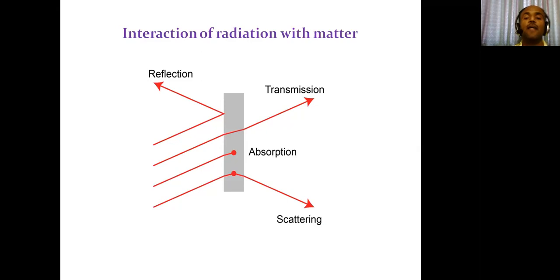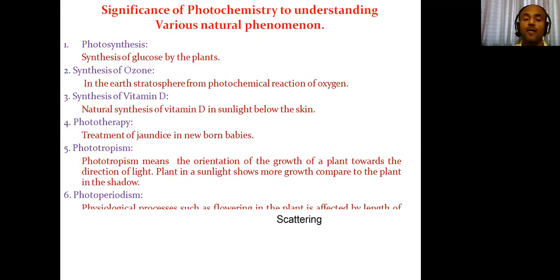Now, interactions of radiations with matter. How the interactions between radiations and matter take place can be explained with the help of this slide. When light is incident over a substance, then some part of the radiation gets reflected back, some part gets transmitted, some part gets absorbed, and the remaining part gets scattered. So these are some types of response shown by matter with radiations.